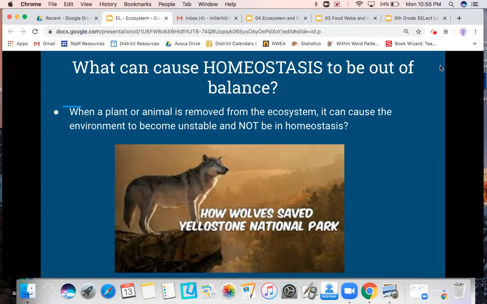Last week, we watched a video about wolves in Yellowstone Park. So that was a great example of when a plant or an animal is removed from an ecosystem, it can cause an environment to become unstable and not in homeostasis. So when they brought the wolves back to Yellowstone, it caused the ecosystem to be put back into a state of balance.